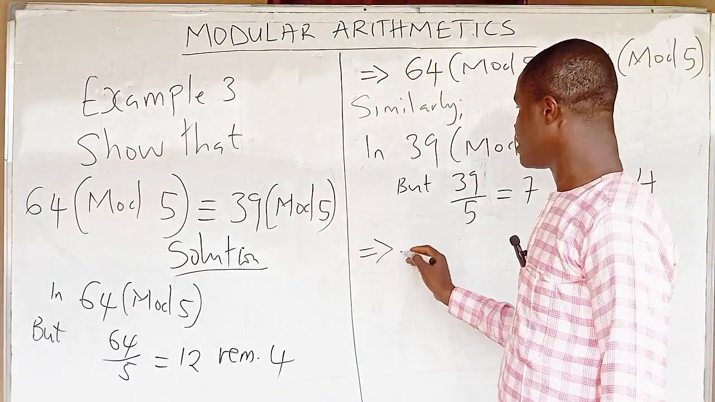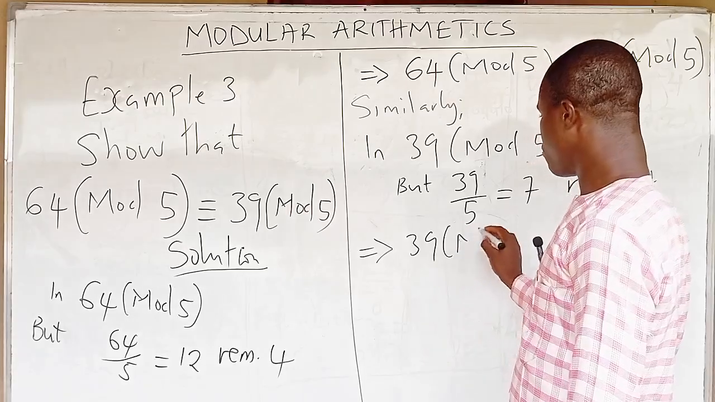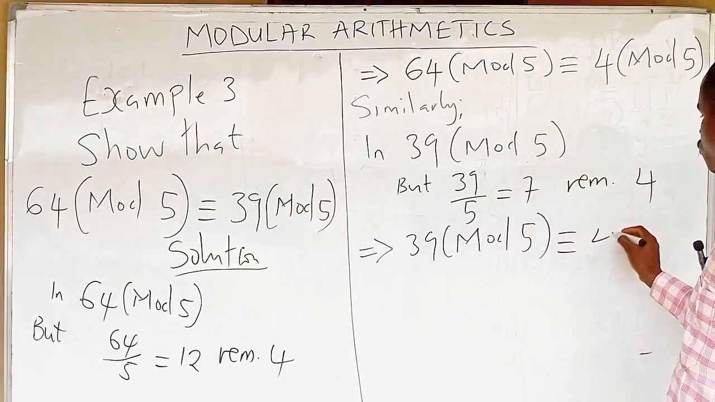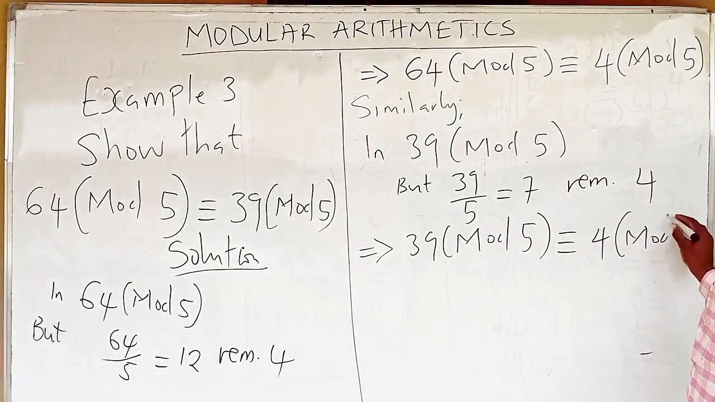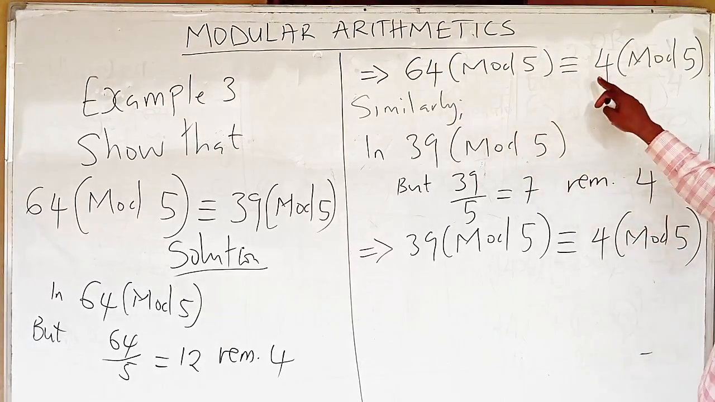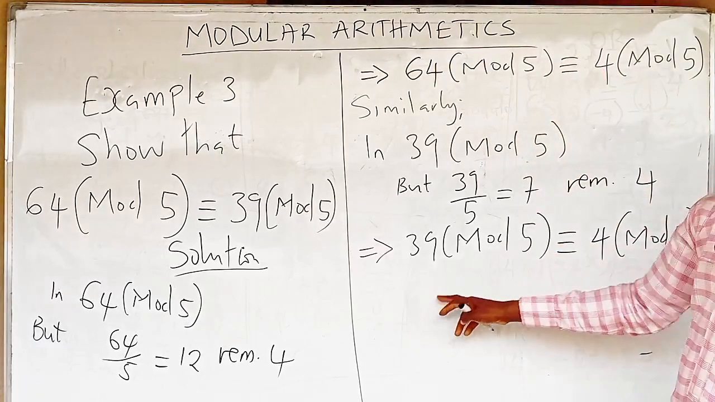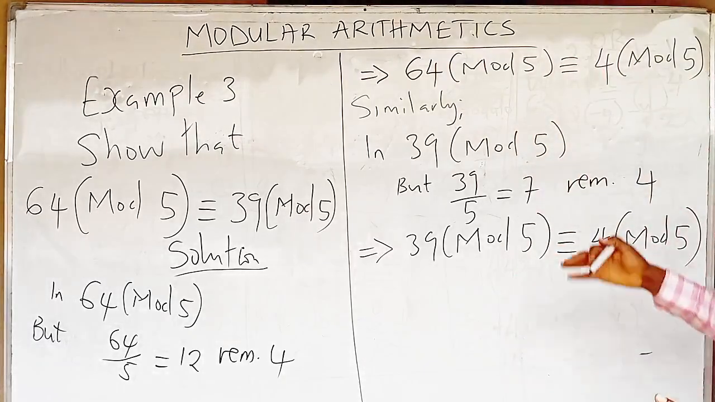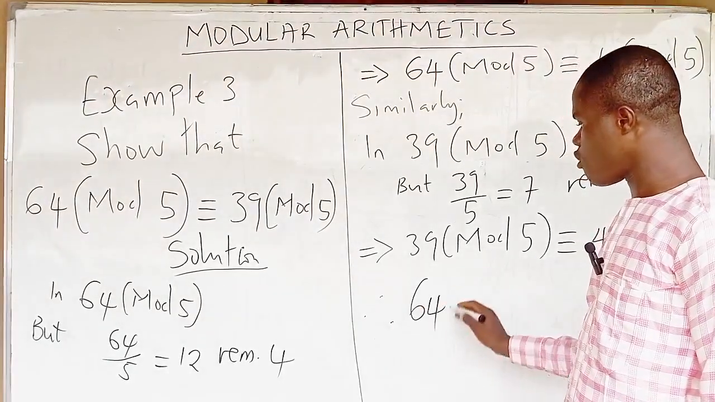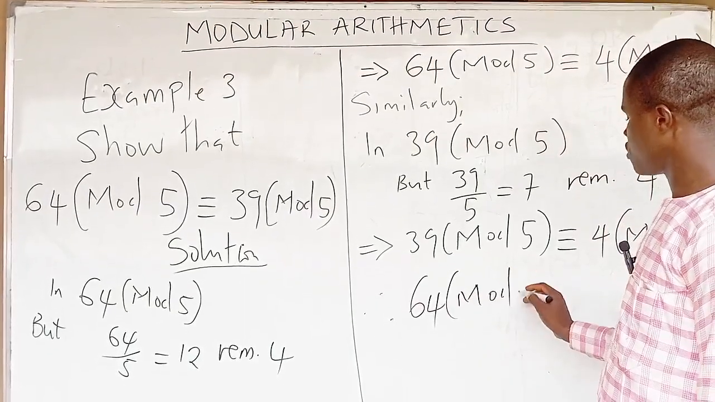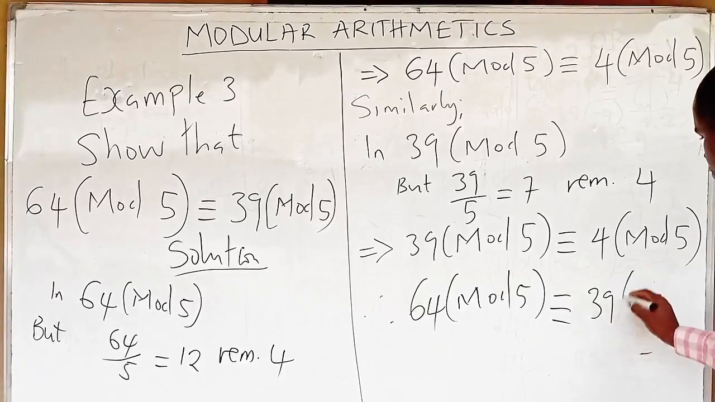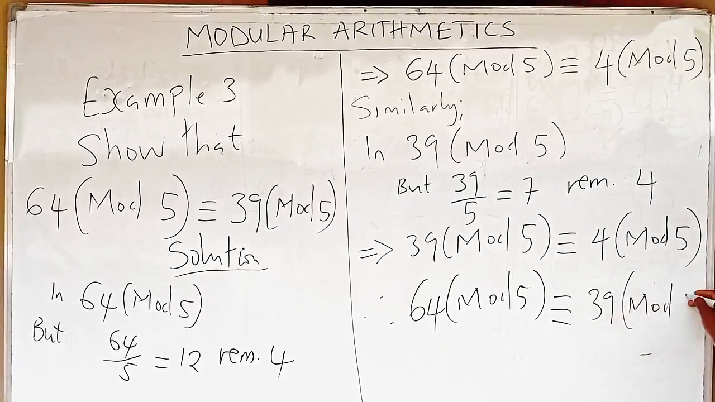So this also implies that 39 mod 5 is equivalent to 4 mod 5. Alright, so since 64 mod 5 is equivalent to 4 mod 5, and 39 mod 5 is equivalent to 4 mod 5, this is equal to this. So therefore, we can conclude that 64 mod 5 is the same thing as 39 mod 5.